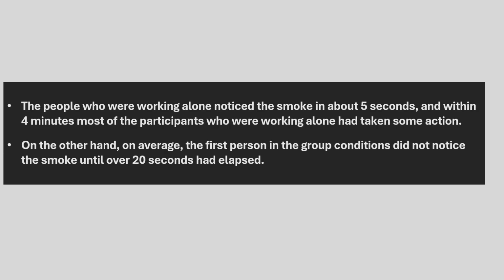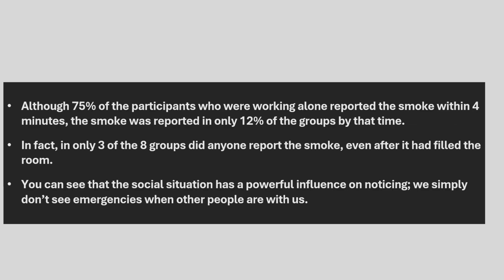The people who were working alone noticed the smoke in about 5 seconds, and within 4 minutes, most of the participants who were working alone had taken some action. On the other hand, on average, the first person in the group conditions did not notice the smoke until 20 seconds had passed. Although 75% of participants who were working alone reported the smoke within 4 minutes, the smoke was reported in only 12% of the groups by that time. In fact, in only 3 of the 8 groups did anyone report the smoke, even after it had filled the room. You can see that the social situation has a powerful influence on noticing. We simply don't see emergencies when other people are with us.